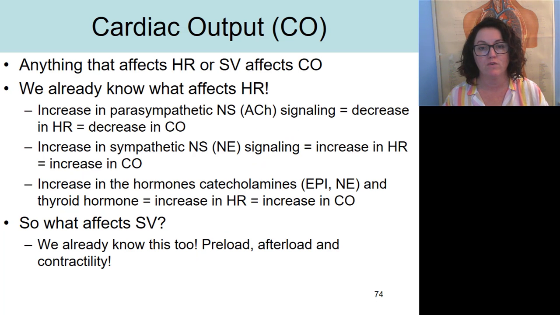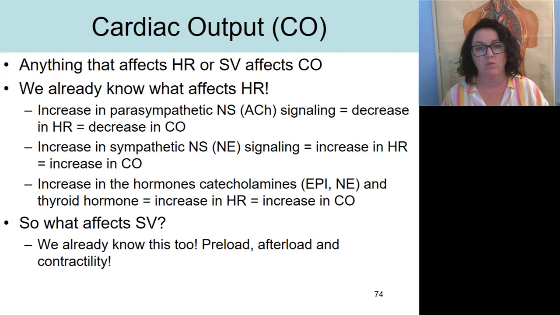So, a really quick overview about heart rate and cardiac output. An increase in parasympathetic signaling, so parachute, slow it down, will decrease heart rate and contractility and decrease cardiac output. An increase in sympathetic nervous system signaling, so that's going to be that fight or flight, will increase heart rate and contractility and increase cardiac output. An increase in the hormones catecholamines or thyroid hormone will increase heart rate and increase contractility, right? So that's heart rate, if you will, and contractility.